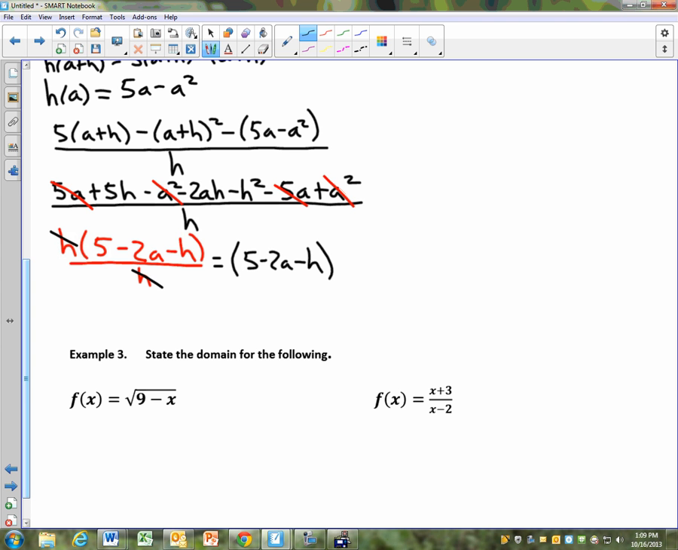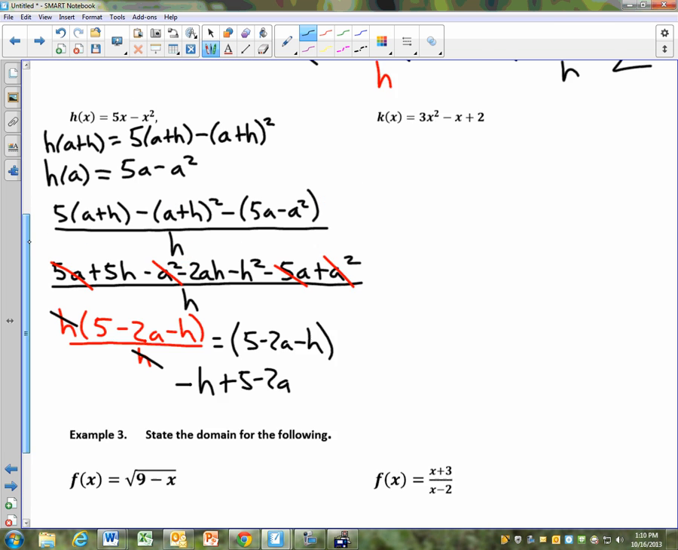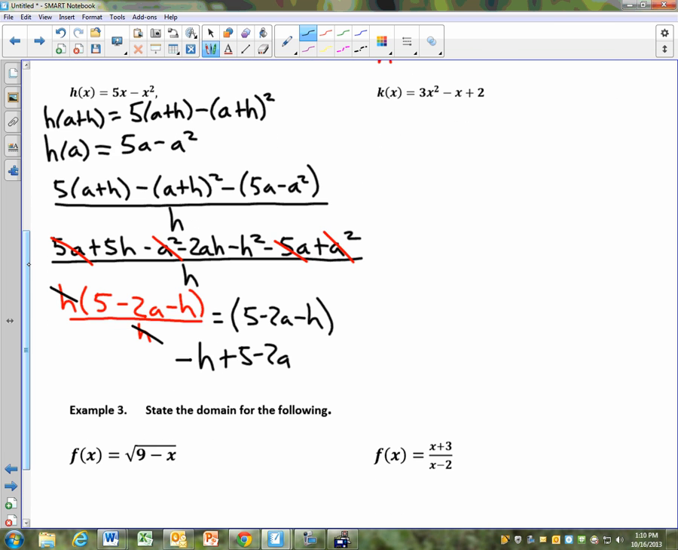Nope, because I have a negative in front, so I'm going to subtract it, so I have to distribute it even from the beginning. How would you like to write it? Negative h plus 5 minus 2a. Awesome. You're A plus, Carissa D. No matter what Cini says, I think you're cool.